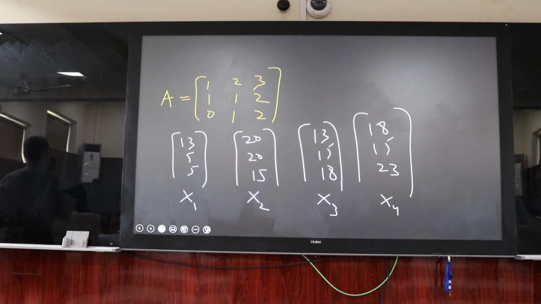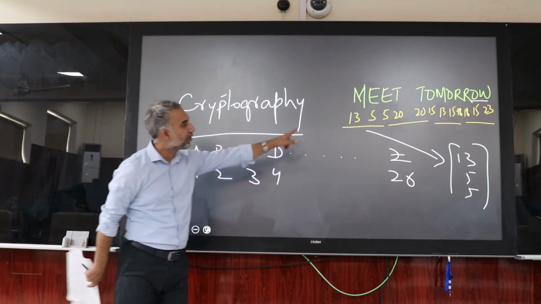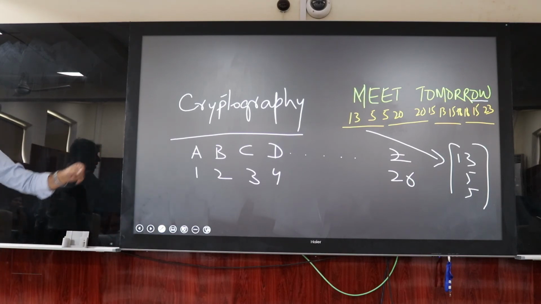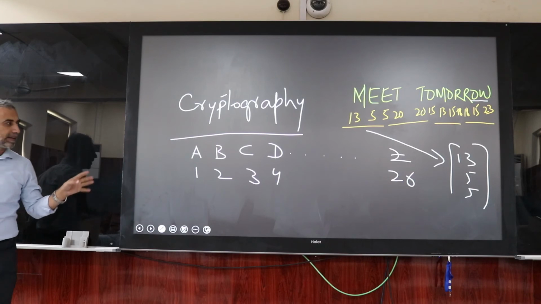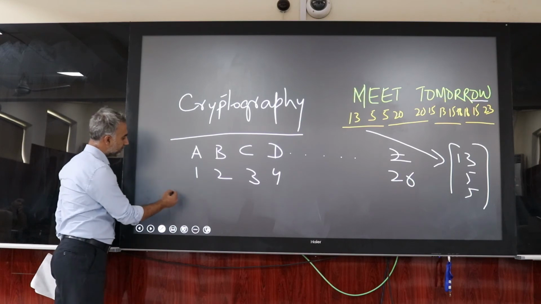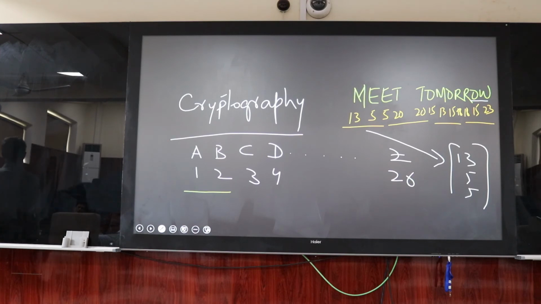Yes, please. No, there is no awkward question. Sir, you have taken this in a column; why can't we take it in a row? Okay, this one, you said meet tomorrow, I consider in a column formation. Actually, if you consider a row like this, your multiplication order matters. Do you know what the matrix multiplication order is? Row into column. Yes, sir. That's why we are considering it in a column.